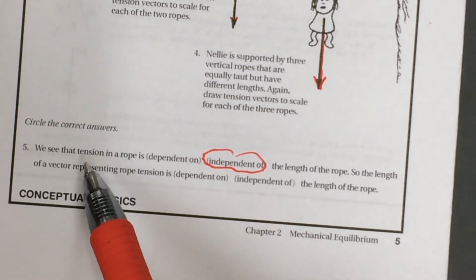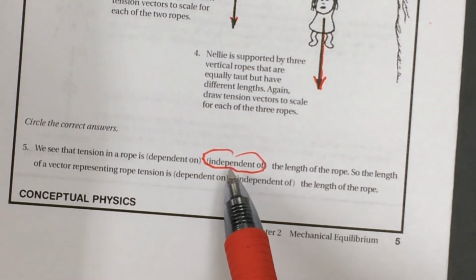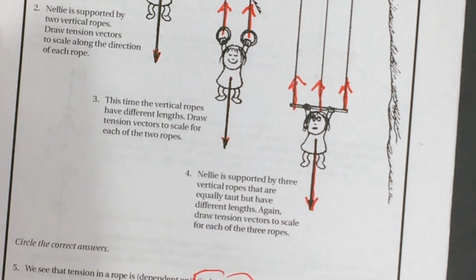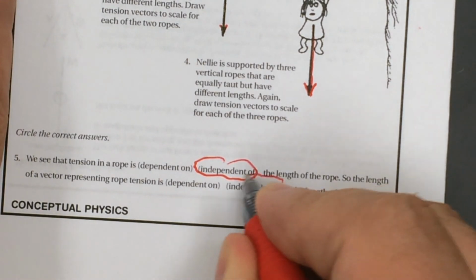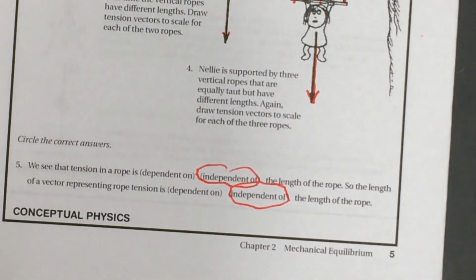If the tension of the rope is independent, then the vector length, which represents that tension, is also independent. All right?